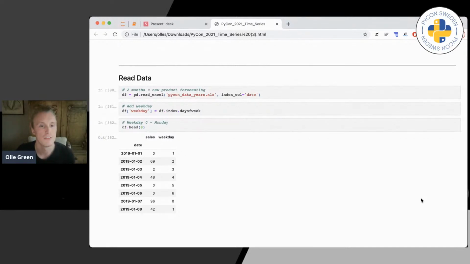We start off by taking our data and reading it in. We get a little data frame where we can see the sales. And in the second row here, you can find that we add the weekday by using the datetime function and just getting the day of the week. This is to illustrate that we might want to see if there's any sort of weekly seasonality for oranges in this case.